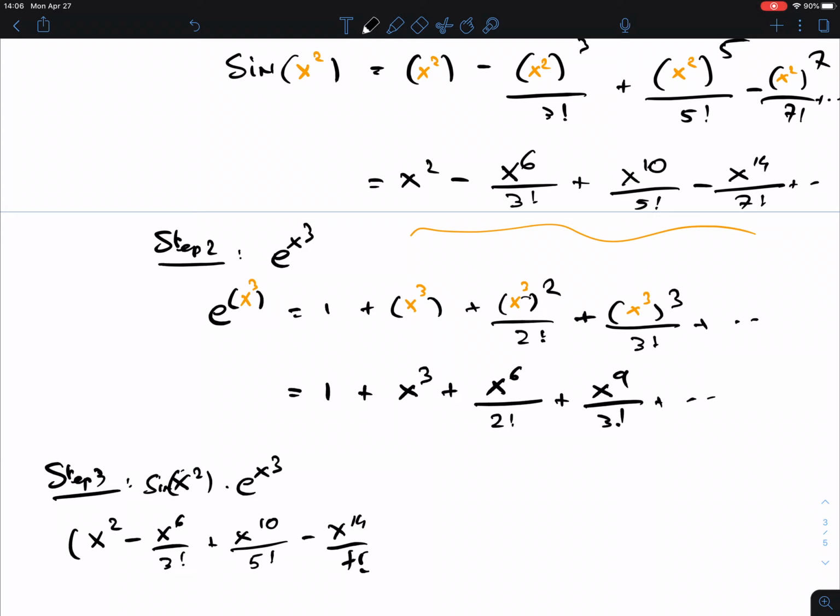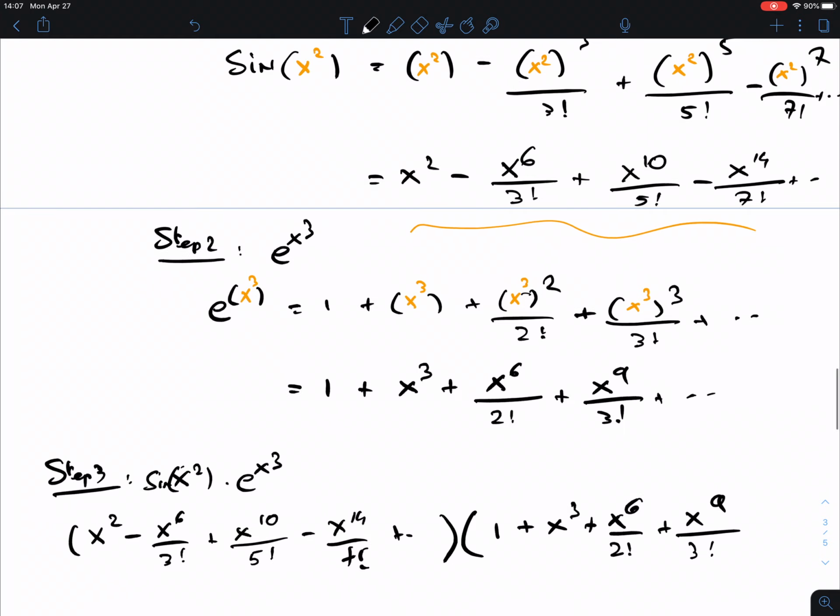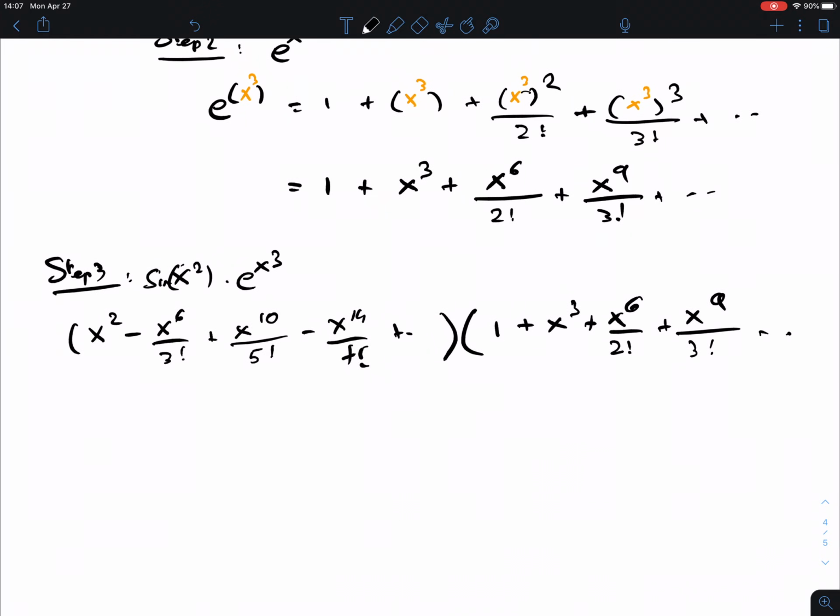And then we multiply this with the other term, 1 plus x cubed plus x to the 6th over 2 factorial plus x to the 9th over 3 factorial. And then let's say I want to go up to degree 6. I will always tell you up to what degree or up to how many non-zero terms.